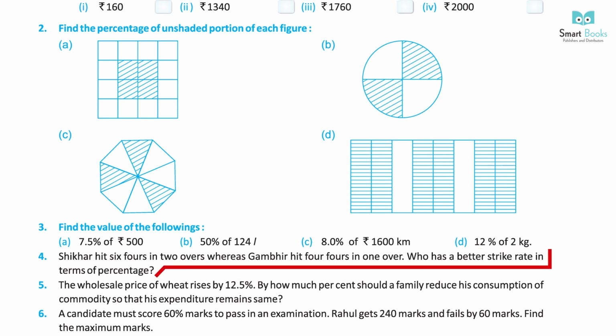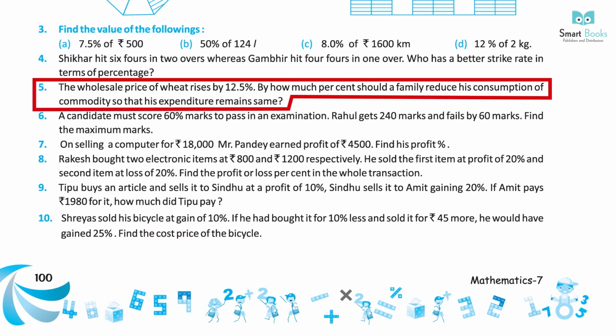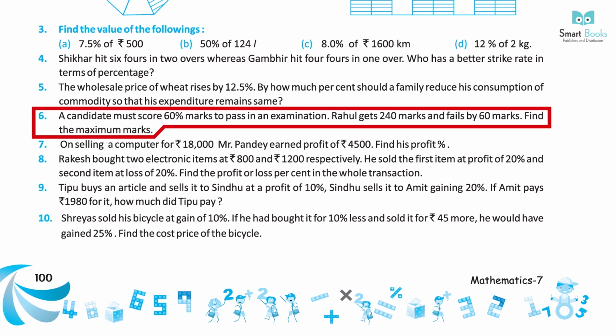Question 4. Shikhar hits 6 fours in 2 overs, whereas Gambhir hits 4 fours in 1 over. Who has a better strike rate in terms of percentage? Solution: Shikhar, 266.66%. Question 5. The wholesale price of wheat rises by 12.5%. By how much percent should a family reduce its consumption of the commodity so that its expenditure remains the same? Solution: 11.1%.